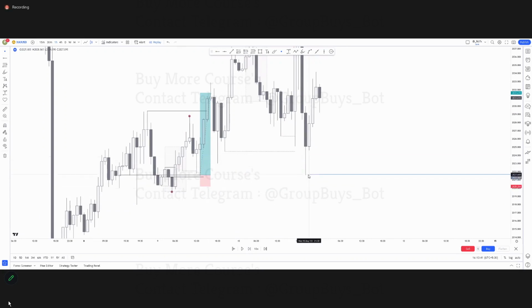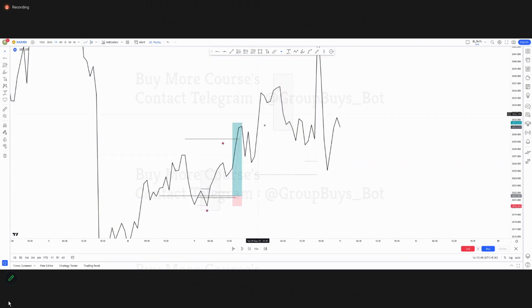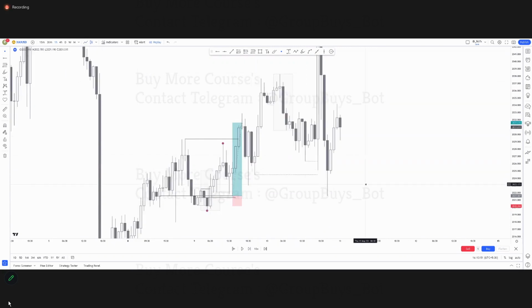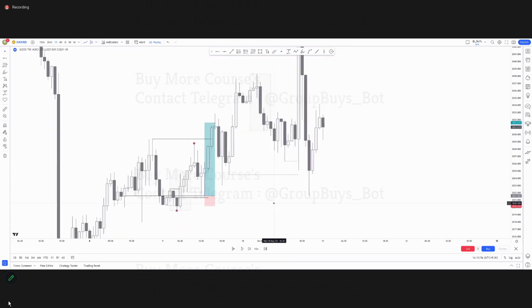I know it's getting a little bit confusing. So now let's look at this area. We have a strong high. I'm making it clear one more time because I messed up. So here we have a strong low.